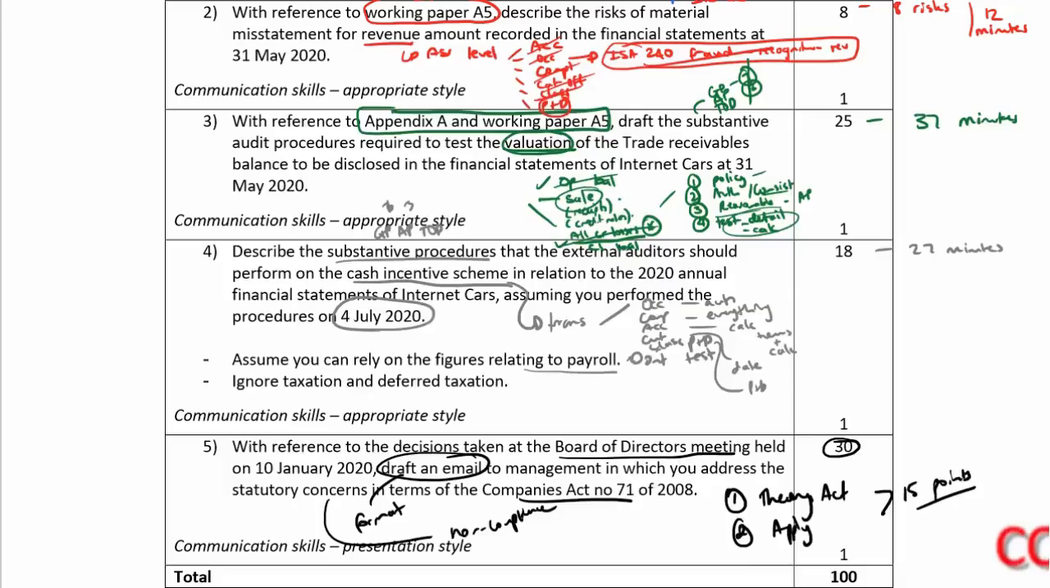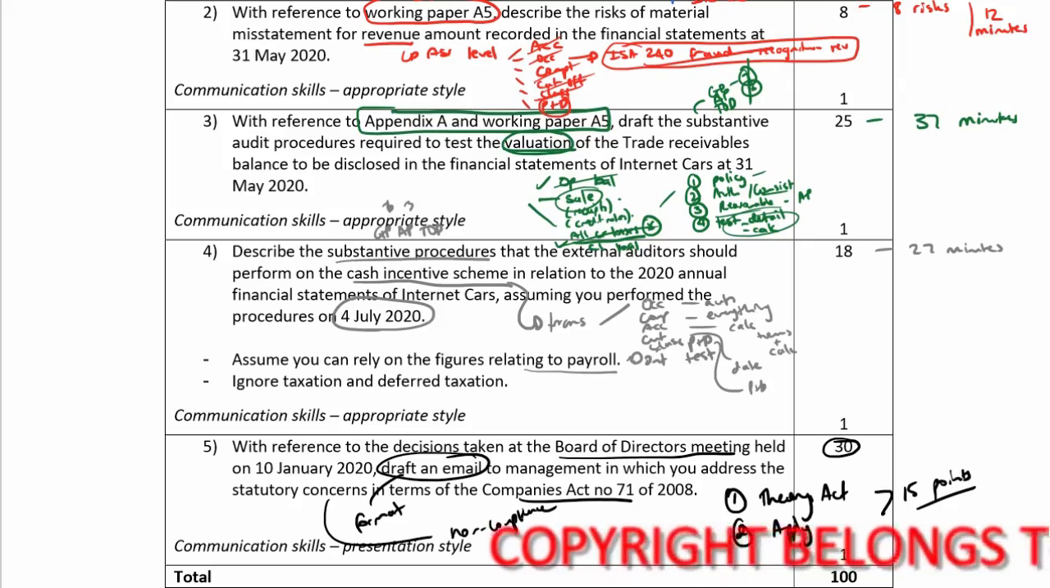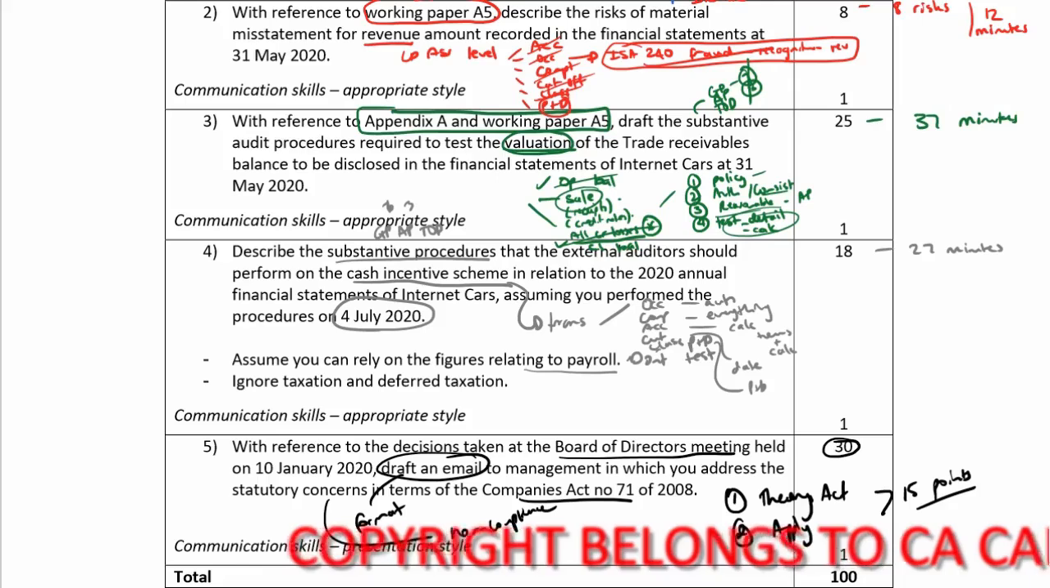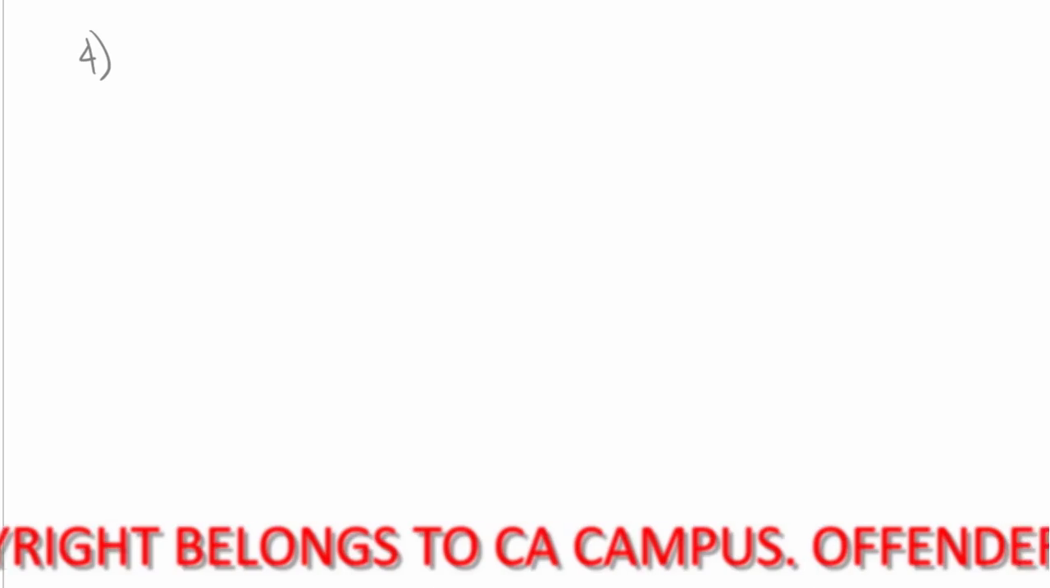So question 4, substantive procedures again now, but for the share incentive scheme. So we've got to do general procedures, analytical procedures, test of detail. So let me go and do those general and analytical, and then I'll go into the scenario to get the detail for my test of detail. Question 4. So I'm going to say there's no opening balance because it happened during the year.